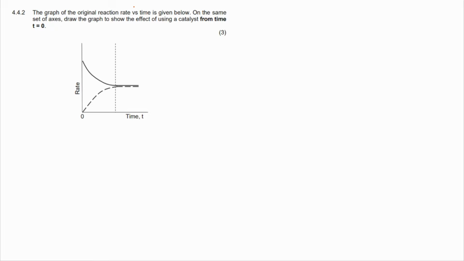4.4.2, the graph of the original reaction rate versus time is given below. On the same set of axes, draw the graph to show the effect of using a catalyst from time t equals 0. If we use a catalyst, we know two things. What happens? It speeds up the rate of reaction, forward and reverse equally. It increases the rate of reaction. So what does that mean? We know our rate's over here, so we need to end up at a higher point, because it increases our rate of reaction.